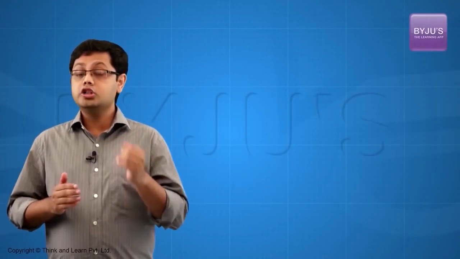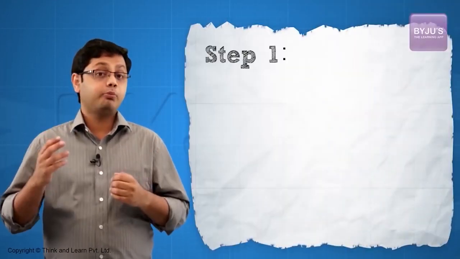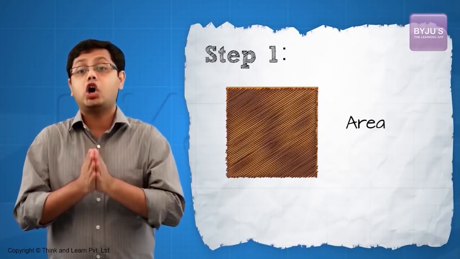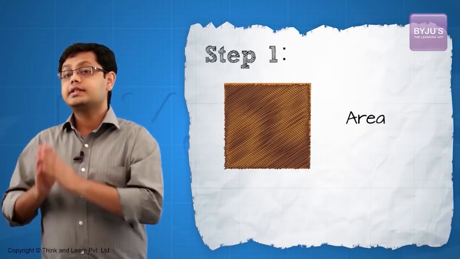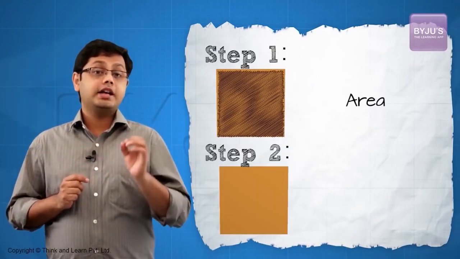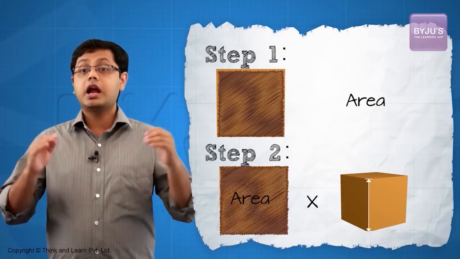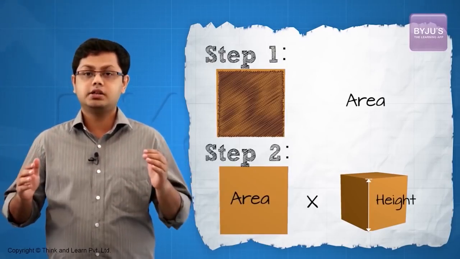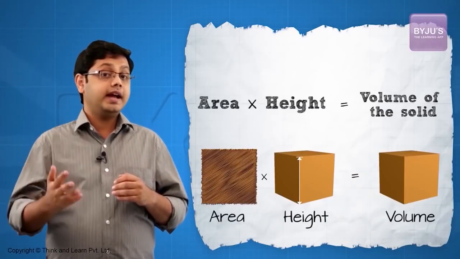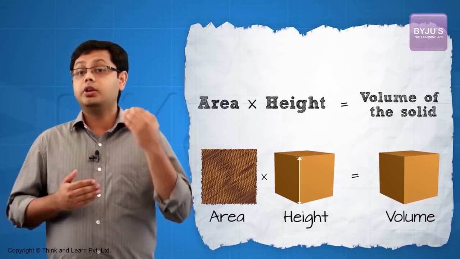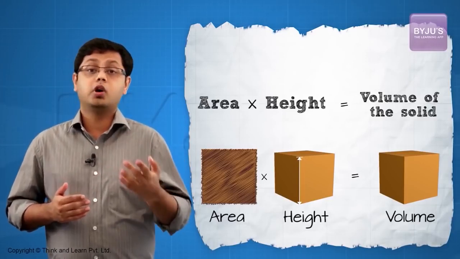We calculate the volume in two steps. In step 1, we find the area of the 2D figure, and in step 2, we multiply the area obtained in step 1 to the height to which it was extended. The value that you will get after step 2 is nothing but the volume of the solid that you wanted to calculate. Now, let us try and implement these steps.